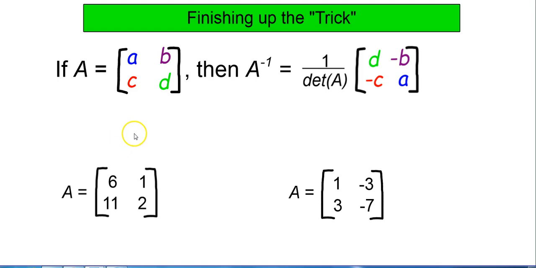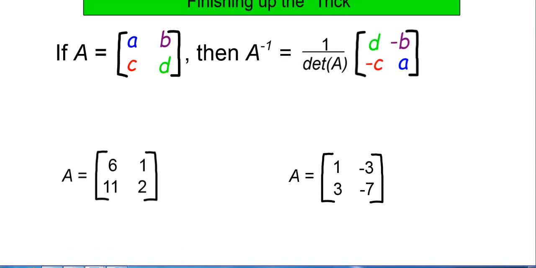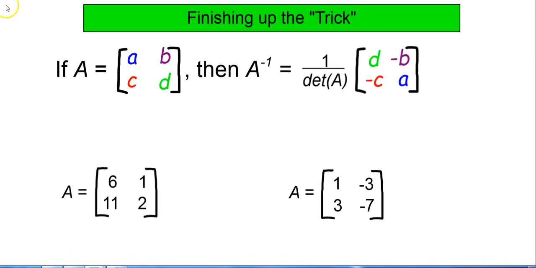In this video, we're going to check out how to use the determinant trick in order to find the inverse of a 2 by 2 matrix. A couple of different things that we want to look at beforehand. Make sure, obviously, that you know how to find the determinant of a 2 by 2 first, because we need to use that.